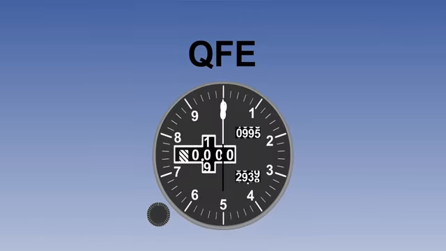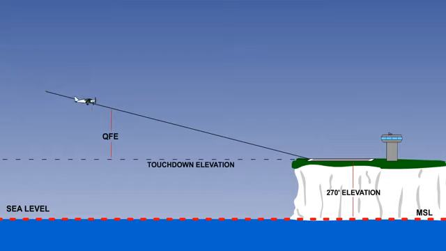QFE is defined as the atmospheric pressure at the aerodrome elevation. It is the subscale setting that will cause the altimeter to read 0 when the aircraft is on the ground. 0 datum is the airport elevation, not sea level. Effectively, this gives the pilot his height above touchdown.